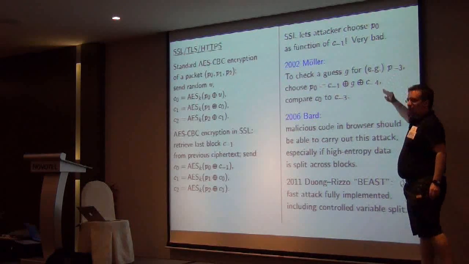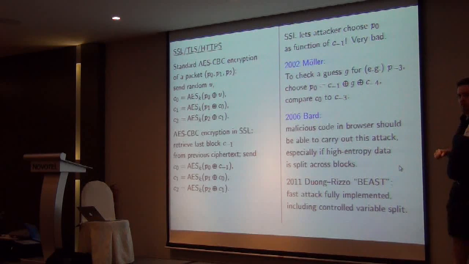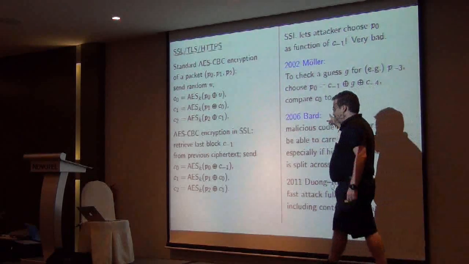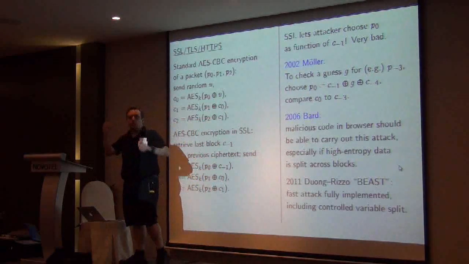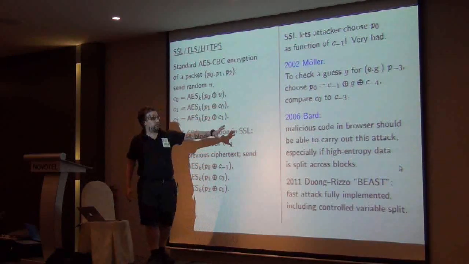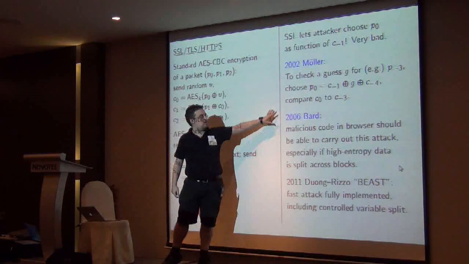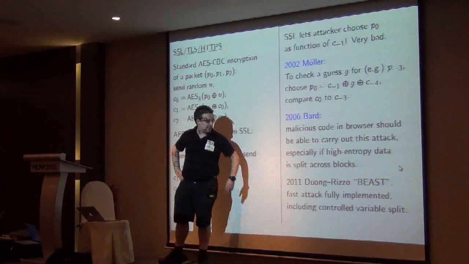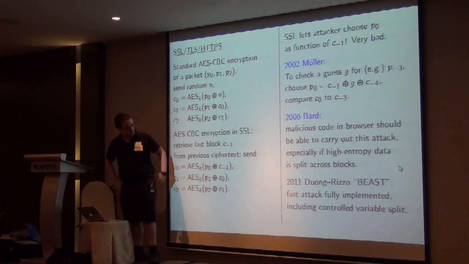As long as there's not much entropy in this P sub minus 3, the attacker quickly figures out what P sub minus 3 is. So a complete failure of the encryption to actually protect the data. Greg Bard in 2006 said, okay, if you've got a browser running, an applet maybe, then it could carry out this attack. There's no clear obstacles to carrying out this attack. It should be able to repeatedly carry out guesses. And then this was actually implemented some years later by Duong and Rizzo. It's called the BEAST attack against browsers, a browser exploit against SSL/TLS.